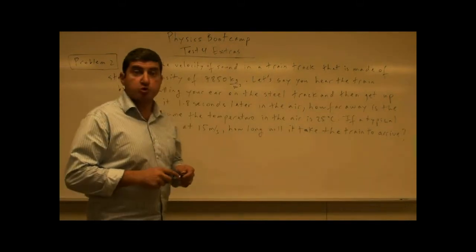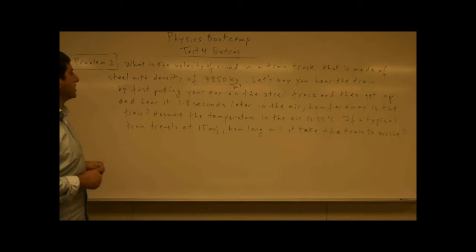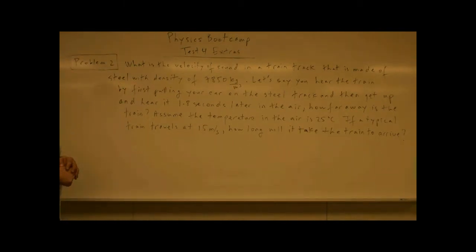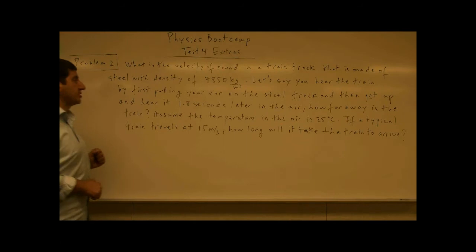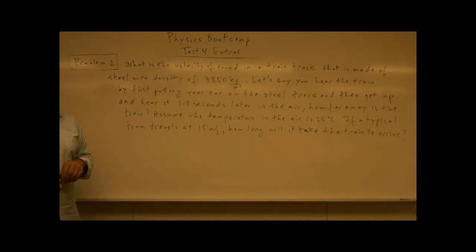This is problem number 2 in the extras section. Test 4 extras, problem 2. What is the velocity of sound in a train track that is made of steel with density of 7,850 kilograms per cubic meter? Let's say you hear the train by first putting your ear on the steel track and then get up and hear it 1.8 seconds later in the air. How far away is the train?